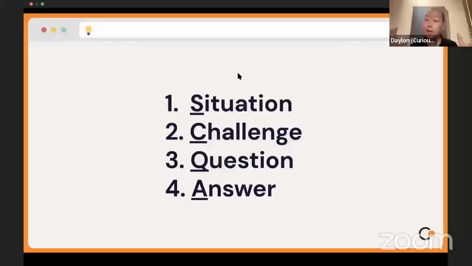They will explain what the challenge is, right? When you talk about challenge, things start to get interesting, right? Because things are difficult. And then they will ask a question. And that question is usually a how might we statement, right? How might we do this? How might we do that? And then they present an answer and a solution to whatever the challenge was.